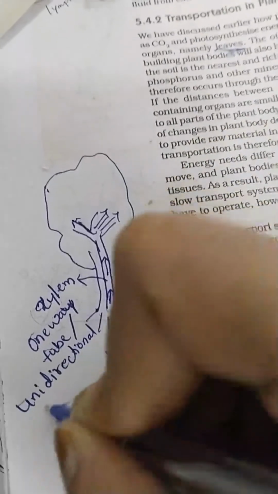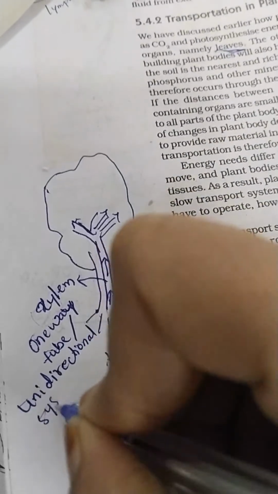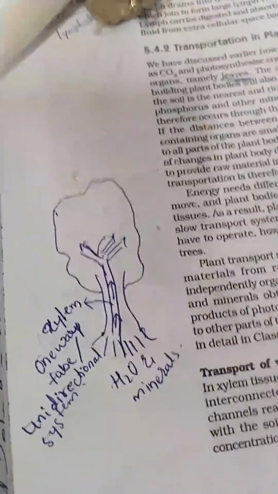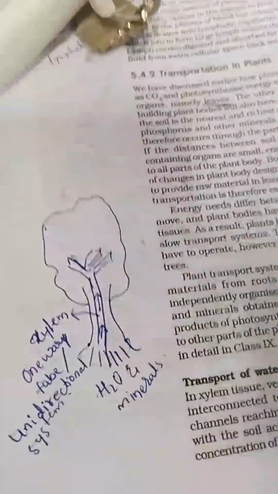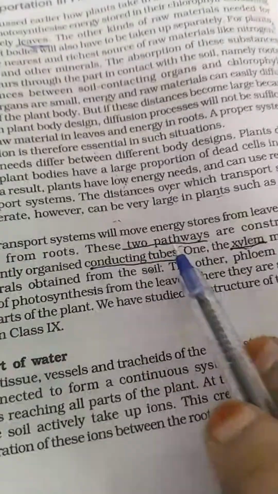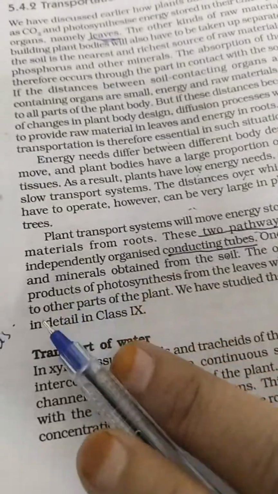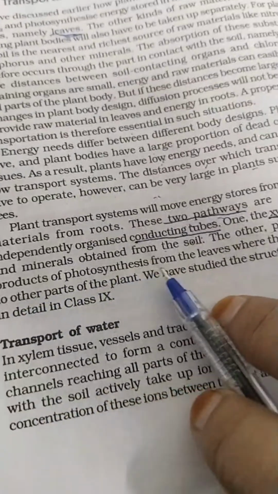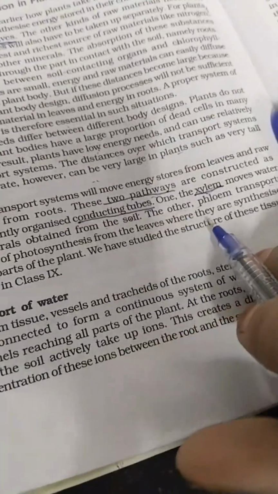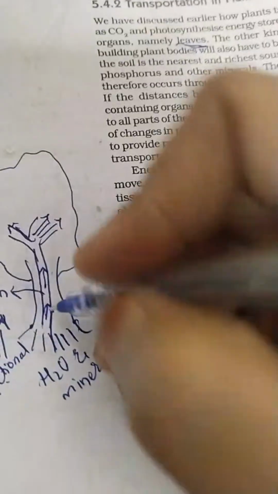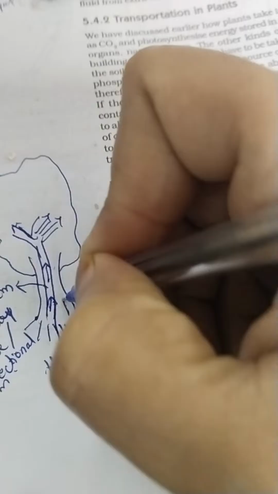Unidirectional system. Okay, see, here what is going to happen next. The other one, phloem, transports products of photosynthesis from the leaves where they are synthesized to other parts of the body. See, this is also considered as two-way.